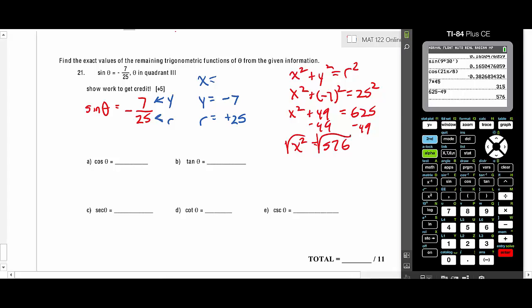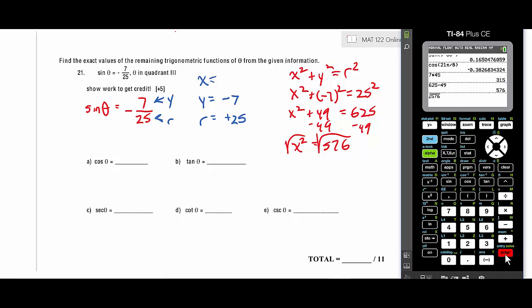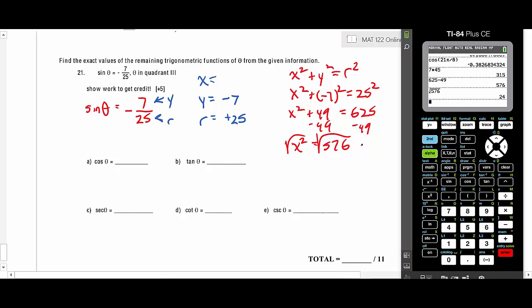I can square root both sides. I'm going to see what happens on my calculator. I think this is a whole number. I think it's 24, actually. So let's find if I'm right. Look at that. X equals 24. Okay, so now that we got that, we're ready to put everything in our definitions, and then we'll be done.